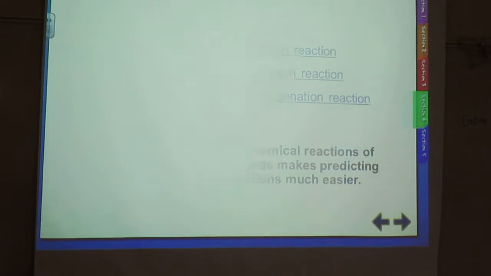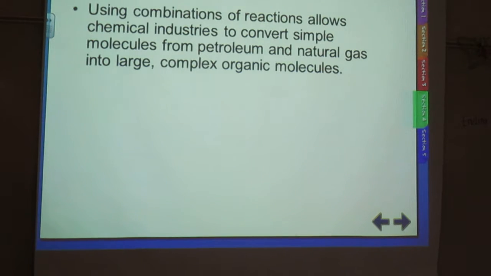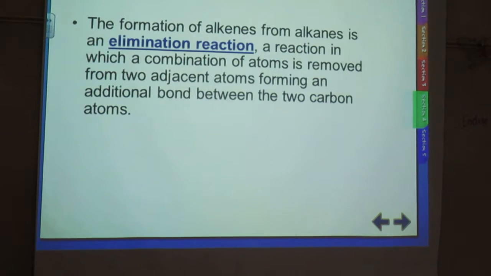Here we go. You can use combinations of reactions. This is how people use it in industry. If you have a product that you're looking for, you can react it with petroleum, natural gases, and other organic compounds to come up with what you're looking for. The first one that we're going to talk about today is an elimination reaction. It just means you have some atoms, you're combining them, and a bond is going to be released.